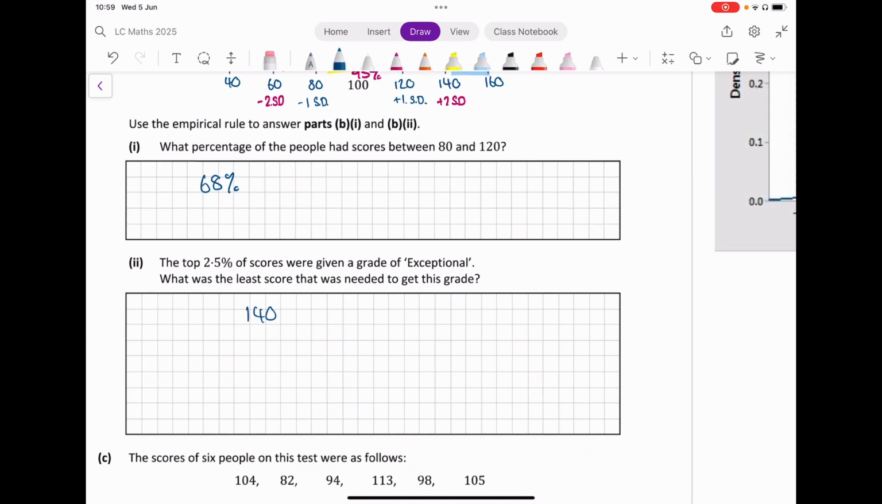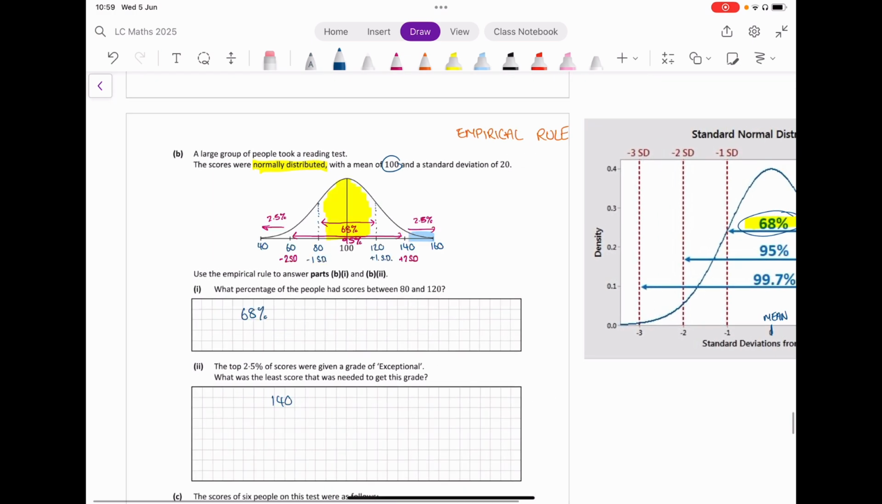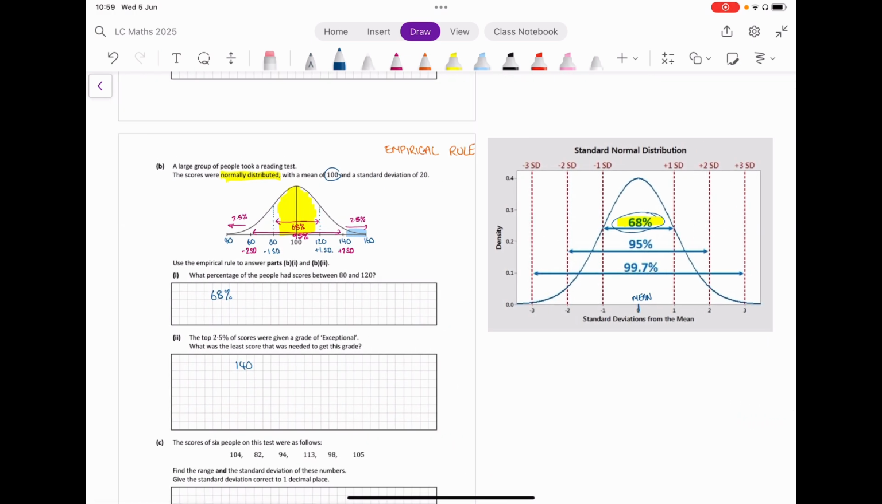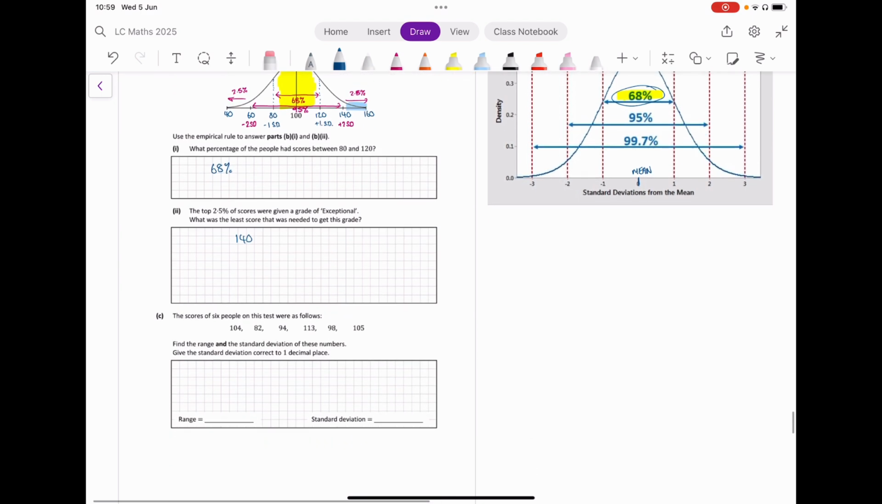Accept the empirical rule, lads, really nice question when it comes up, as long as you know those numbers, 68, 95, and then 99.7 on the very outside.